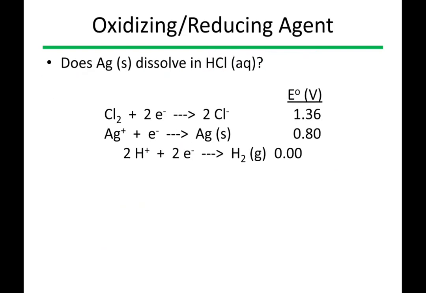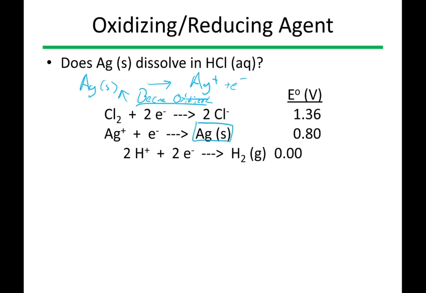We can look at another type of question that we can use the table to answer. And this is, would silver dissolve in a hydrochloric acid solution? So we have our silver solid, and in order to dissolve, it has to become Ag+. So in order for it to dissolve, silver has to lose an electron or become oxidized. So what we're looking for is an oxidizing agent that's strong enough to oxidize silver.